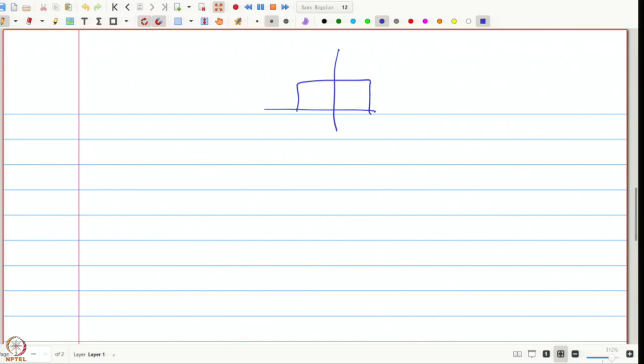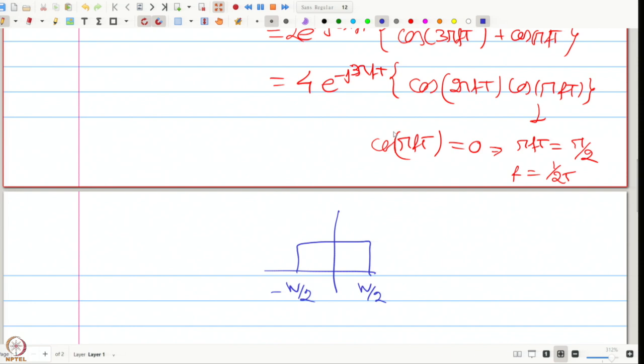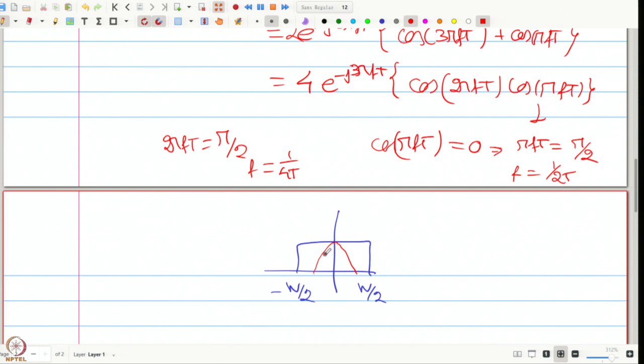The original spectrum was between minus w by 2 to w by 2. Now you saw that the original spectrum was close to 1 between minus 1/2T and 1/2T. Now it so happens that this spectrum is going to go to 0, sorry, I must look at this one also. If you look at the 2 pi fT, 2 pi fT is equal to pi by 2, so that means f is equal to 1 by 4T. So now the problem is that you are going to get a spectrum that goes to 0 over here. In other words, you have essentially said that the spectrum lies only in this region because it goes to 0 over here. It is almost like you have used 1/4 of the spectrum.